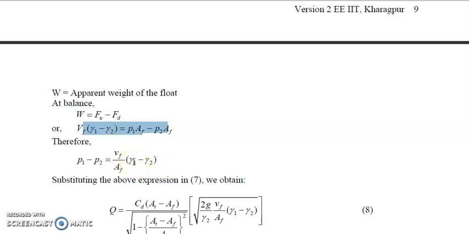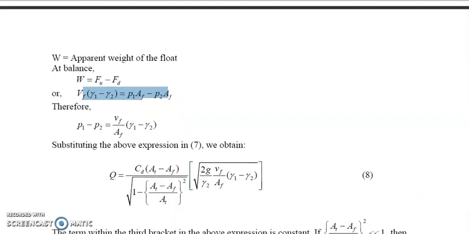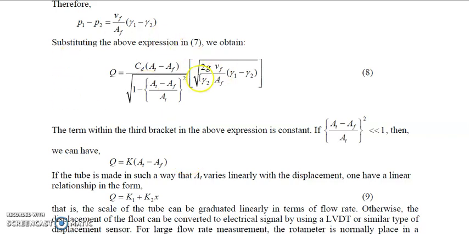Gamma 1 is the specific weight of float and gamma 2 is the specific weight of fluid. So when we put this P1 minus P2 value in the actual equation of mass flow rate, we will get this changed value of mass flow rate. Okay, this value, since it is very much lesser than 1, comparable to 1, this complete value in this diagram is very much lesser than 1.